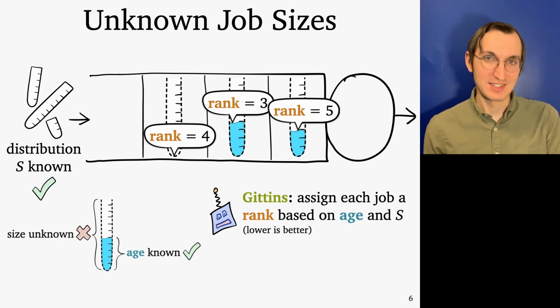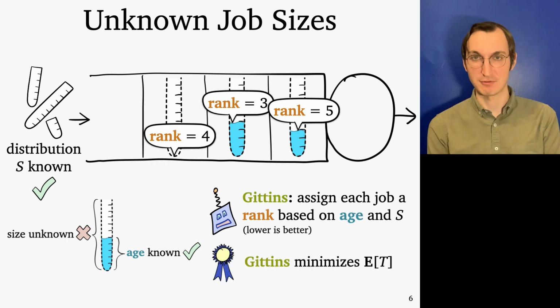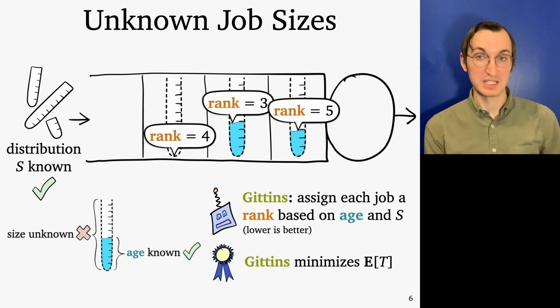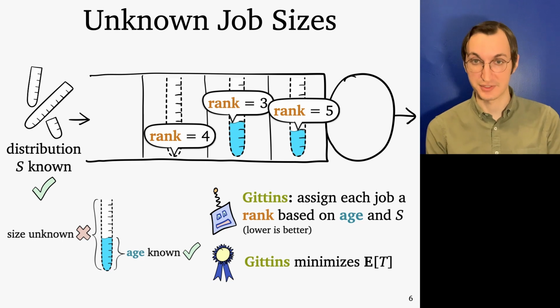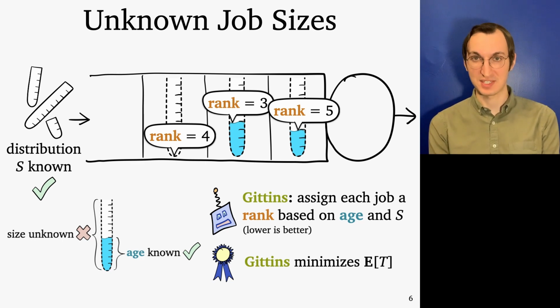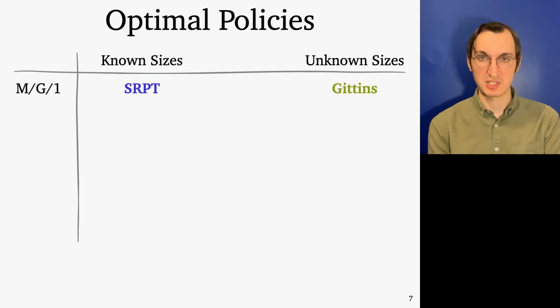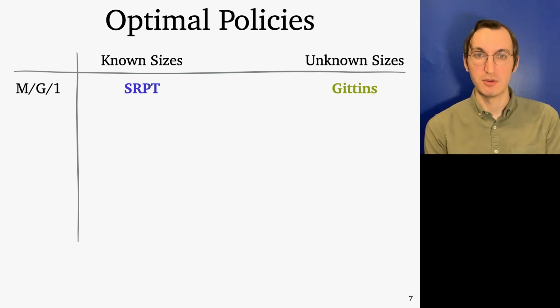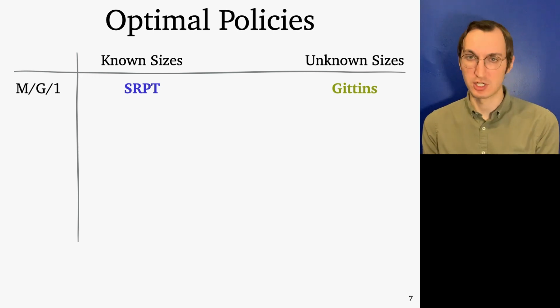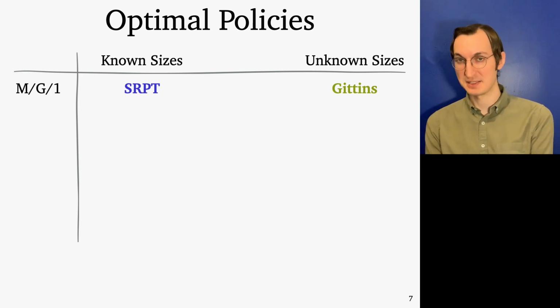And Gittins is so clever in how it assigns these ranks that it turns out that Gittins minimizes mean response time. It's a much more involved argument than the SRPT case with known sizes, but what this means is that in the case of unknown job sizes, this problem is solved in the single server. Gittins minimizes mean response time. So here's what we've talked about so far. We talked about minimizing mean response time in the M/G/1 queue. With known job sizes, the optimal policy is SRPT. With unknown job sizes, the optimal policy is Gittins.